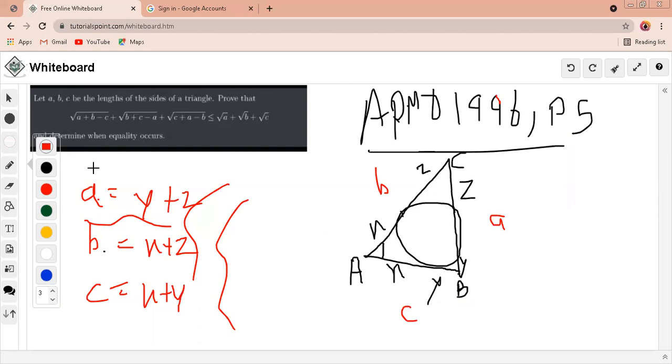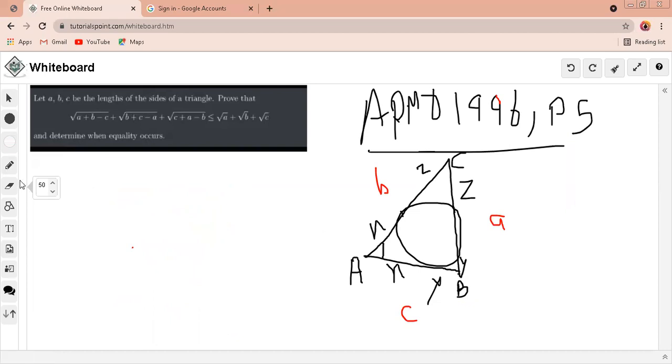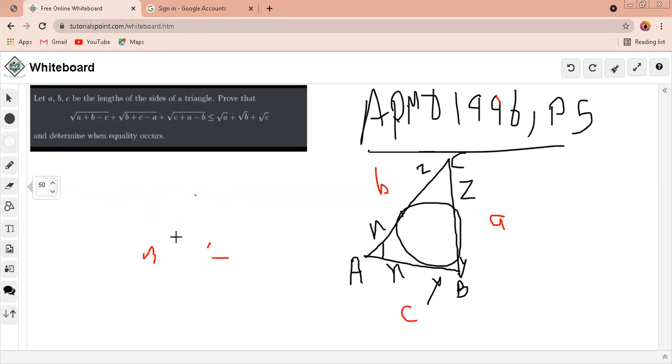Now let's begin. Remember the pattern: it's like the tuples x, y, z below a, b, c. a equals the rest two, that means y plus z, except the one above it, that is x. b equals x plus z except the one above it, that is y. c equals x plus y except the one above it, which is z. So in this manner we can memorize how to write the lengths of the triangle. Now without further ado, let's come back to the problem.